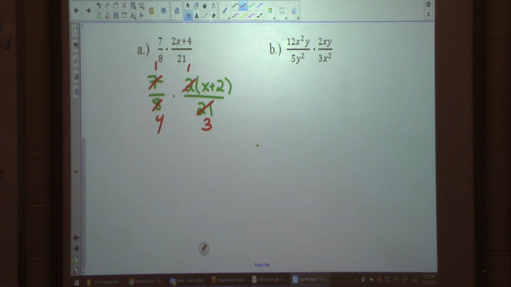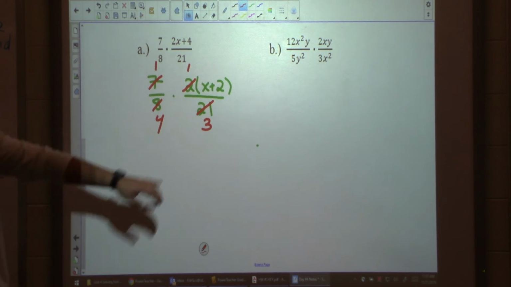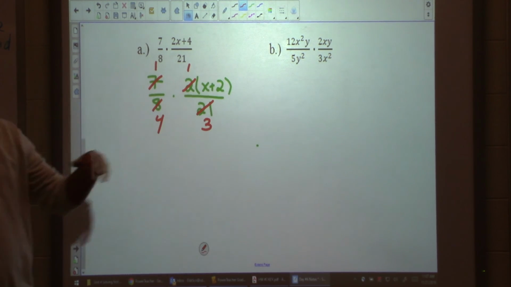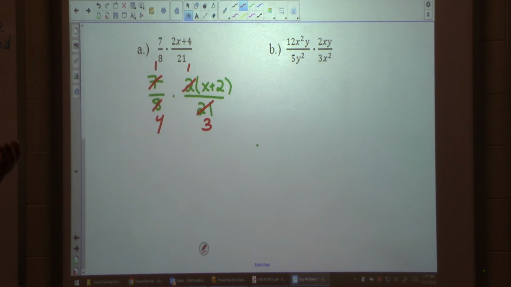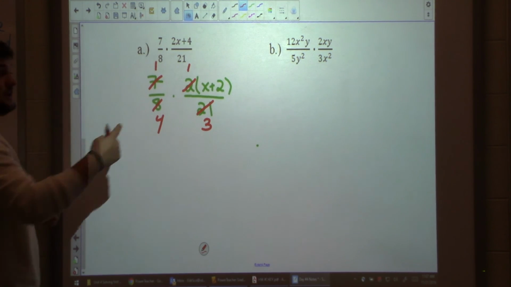You see anything else we can simplify? Can I take the 2? No, right? It's attached. X plus 2. That's attached to each other, so I can't take the 2. So I'm done simplifying. Now I can do the multiplication.